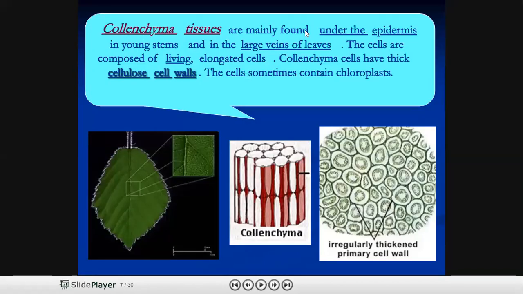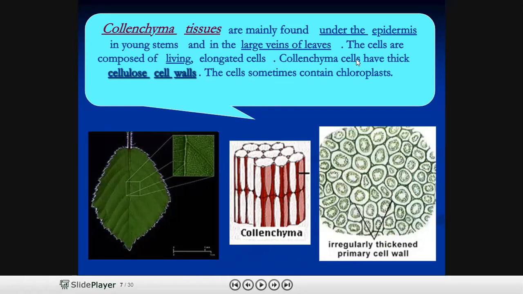Collenchyma tissue is mainly found under the epidermis in a young stem and in the large veins of leaves. If you see here, in the midvein we can find this collenchyma tissue, as well as in the stem under the epidermis. What are the characteristics? These cells are living cells. This is a property of collenchyma tissue. These are living and elongated. If you see here, these are very elongated cells.